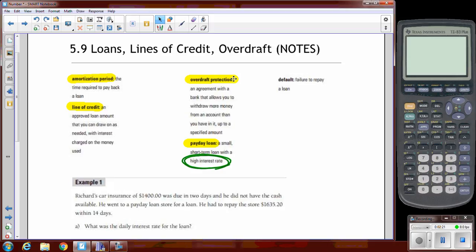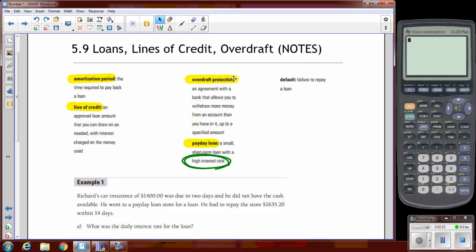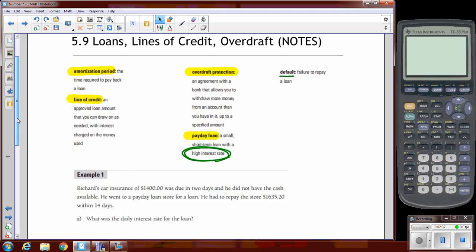And then one of the things we need to consider is when we talk about defaulting on our loans. A default on a loan says you just didn't pay it, and then the bank will take actions to get their money back. So those are key phrases that we need to know before we even start looking at loans, lines of credit, and overdrafts.